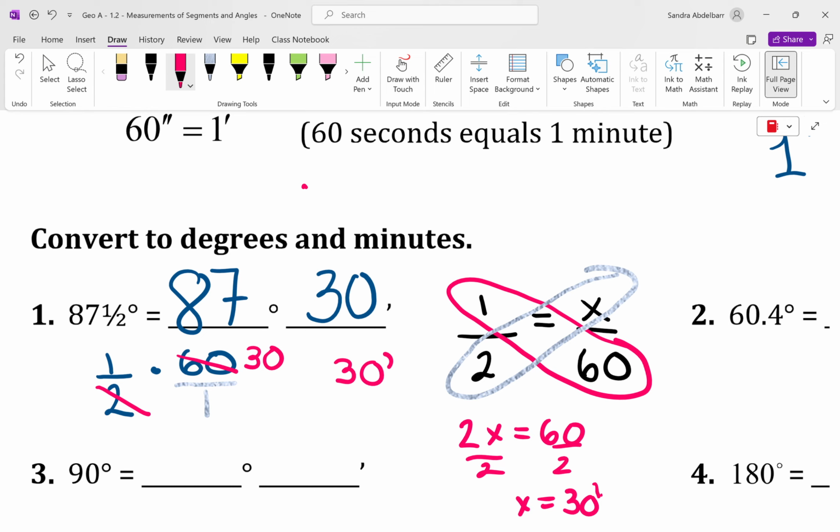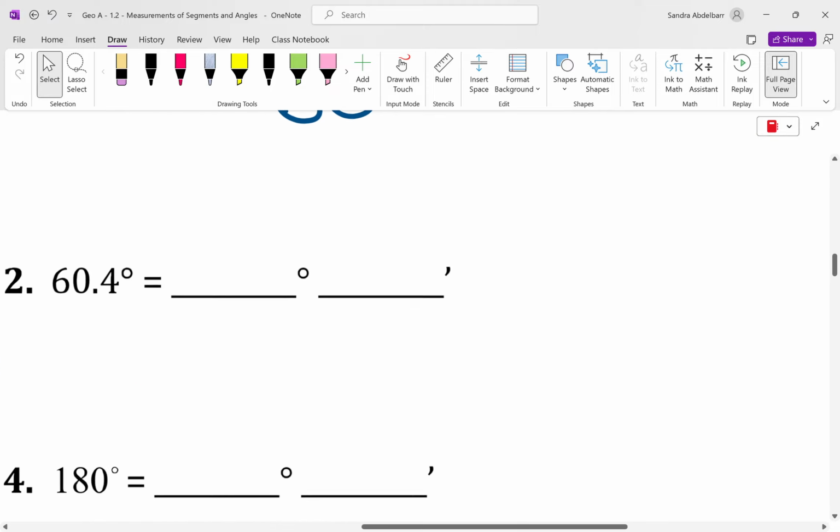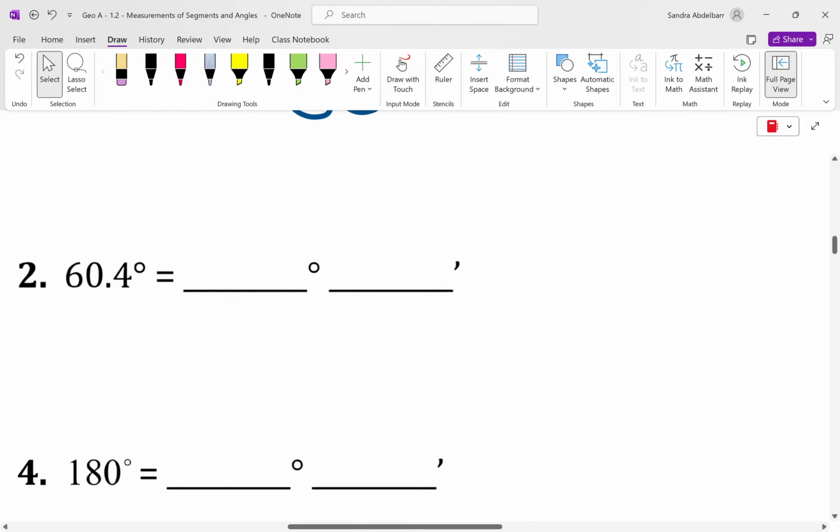Can we keep going to the next one? Okay, so now let's look at number 2. We have 60.4. Keep the whole number as your degrees. What's our whole number? What's our whole number? 60. Good. Our whole number is 60.